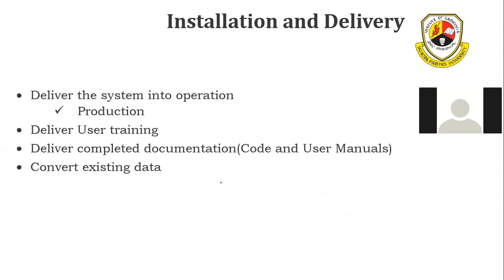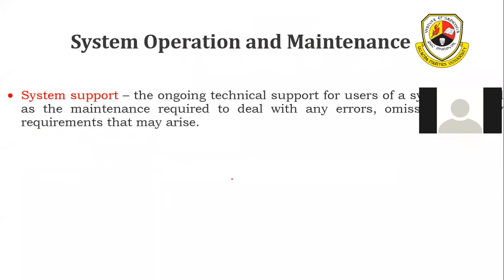Finally, you have installation and delivery. Only after you've done the construction and testing and you're sure that this can help us, you do the implementation. The delivery of the system is basically putting it into production itself. We have user training at this time, completed documentation, and converting existing data into the system. All these four stages are now met through the installation and delivery stage.